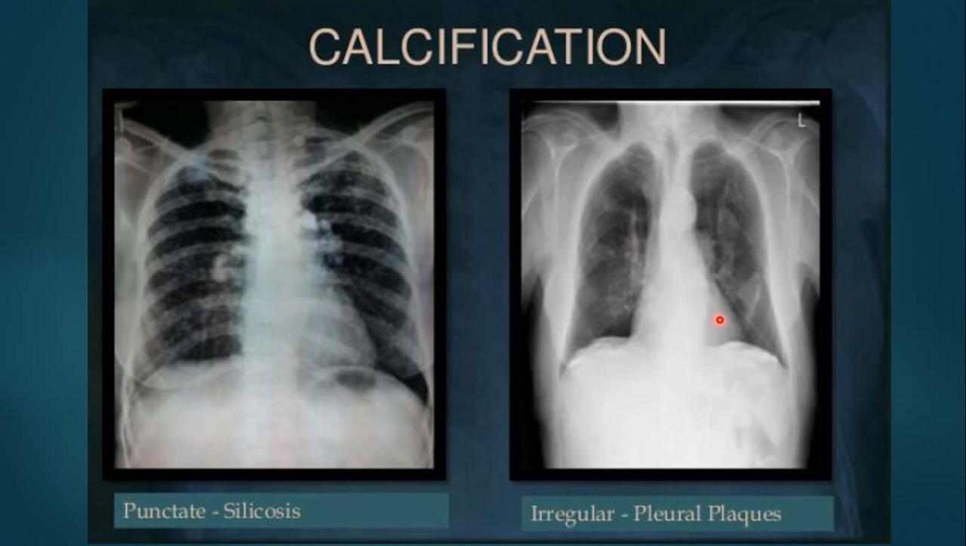Again, the calcifications might occur not only in the lung, but can occur in the pleura that surrounds the lung. These are plaque-like, like a paper or a leaf, and they are irregular in shape. You can see this one and this one. They are pleural calcific plaques. You can see here also, and these are very common in asbestos exposure, asbestosis.